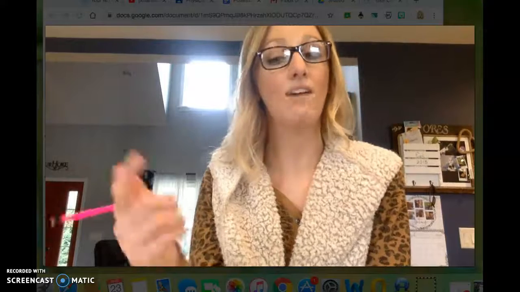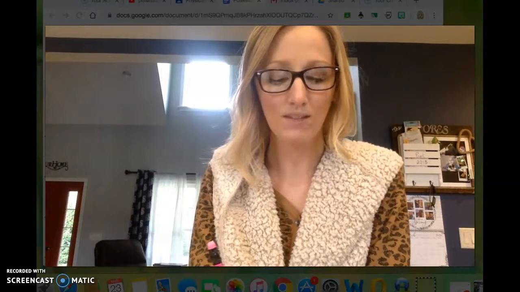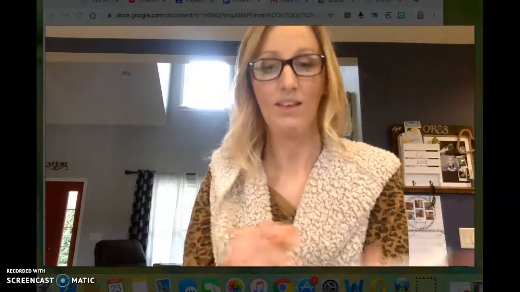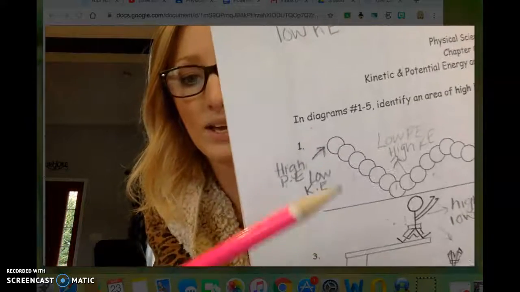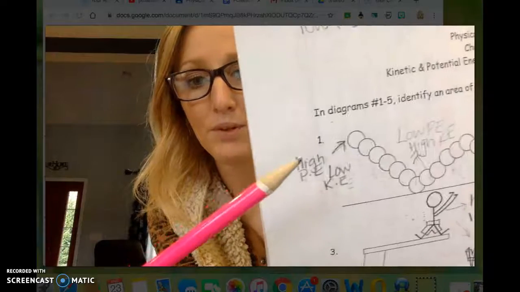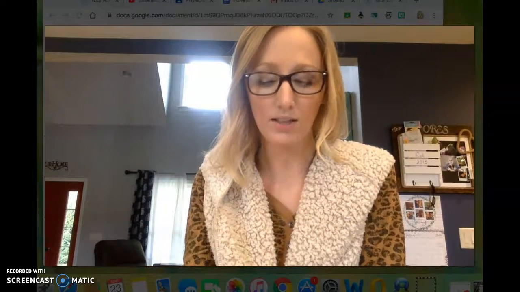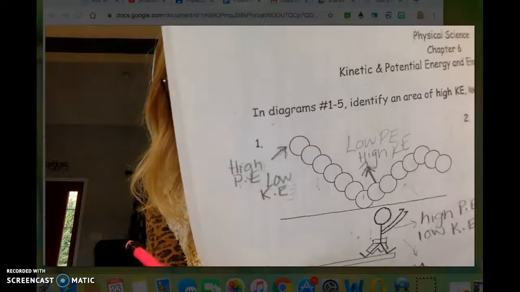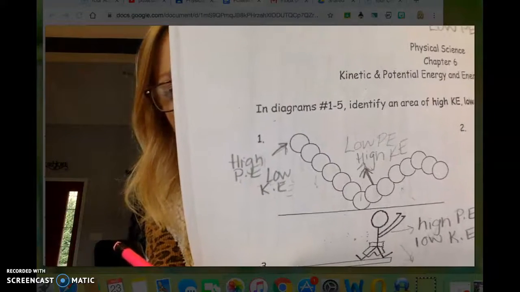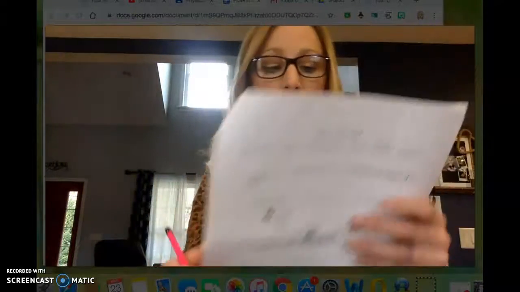Okay, so if we have a high potential energy at the top, we must have a low kinetic energy, right? If we're right at the top, right here, think about that roller coaster. All that energy is being stored up, so our high potential energy, low kinetic. As soon as we drop, as soon as those beads or whatever those are in the picture go down, that's when it's going to change to a low potential energy and a high kinetic energy. Okay, so that's number 1.